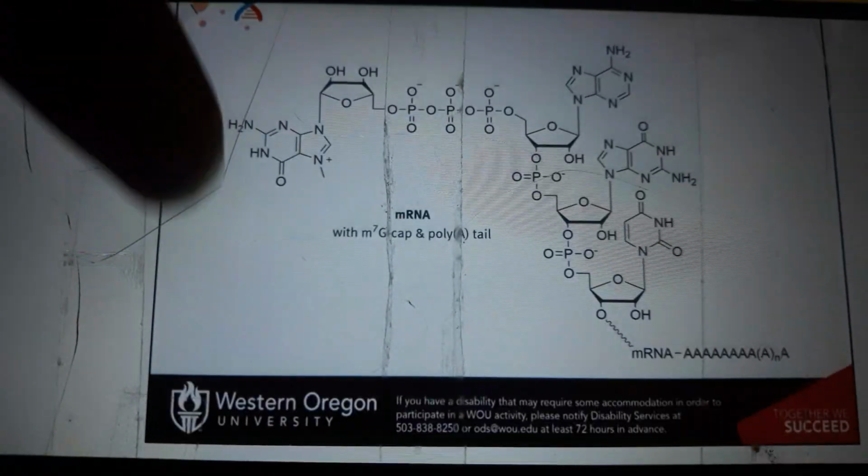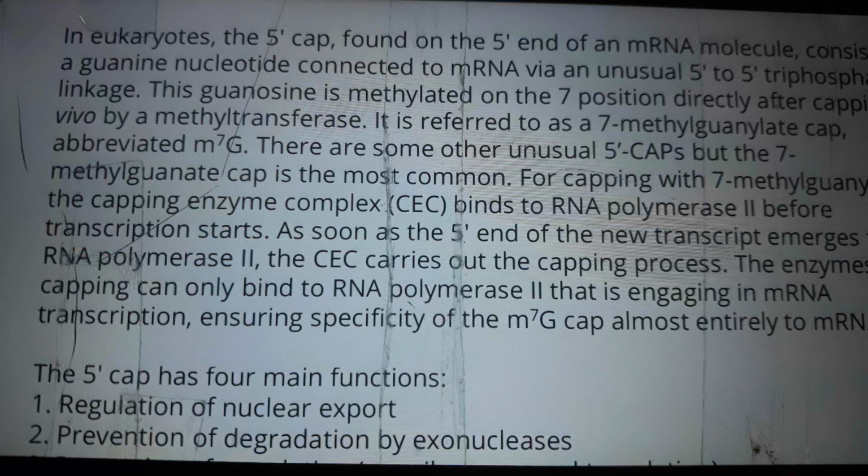5' cap formation. Now, in eukaryotes, the 5' cap found on the 5' end of mRNA molecules consists of a guanine nucleotide connected to mRNA via an unusual 5' to 5' triphosphate linkage. This guanosine is methylated on the 7th position directly after capping in vivo by a methyltransferase. It is referred to as a 7-methylguanylate cap, abbreviated m7G.